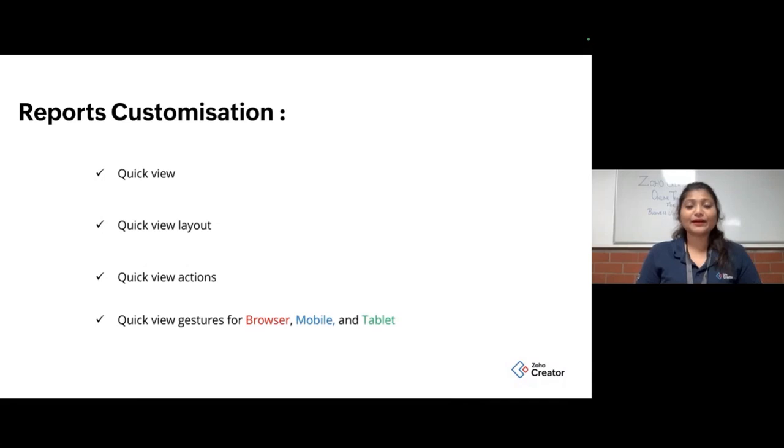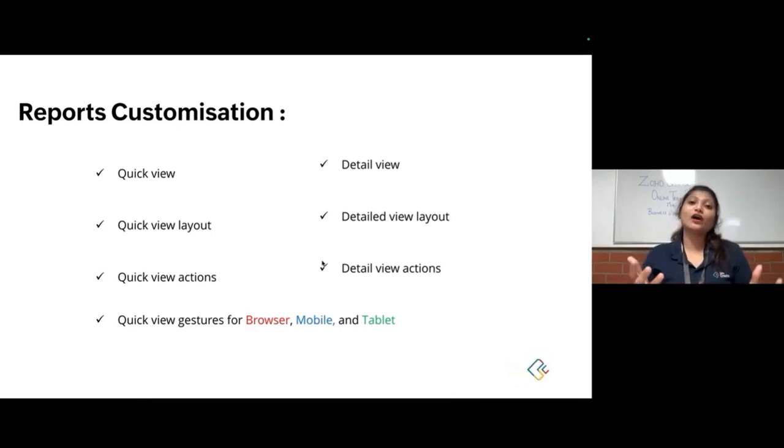Quick view is nothing but whatever data you see at one glance. The other way is, let's say you have hundreds of records, and if you would like to view a particular record, that particular view is going to be the detail view, right? So if you are going to view all the records at one glance, it's going to be quick view, whereas if you choose one particular record and view that record within the report, that is going to be the detail view.